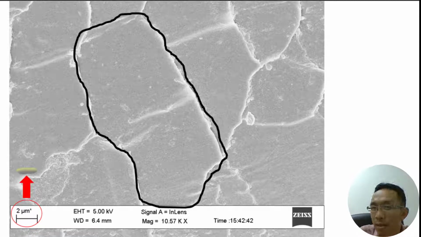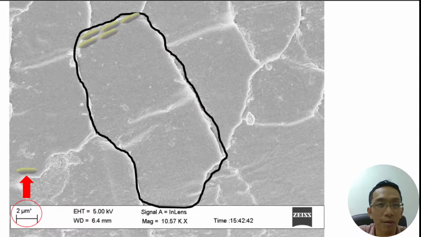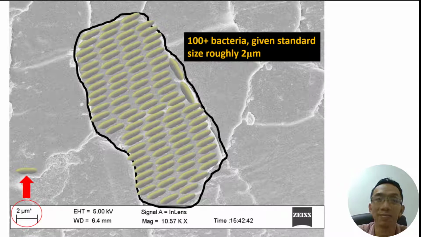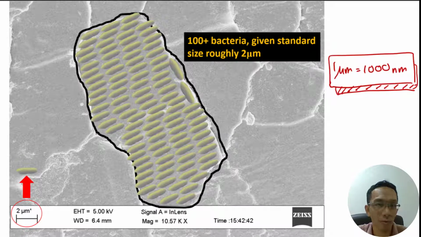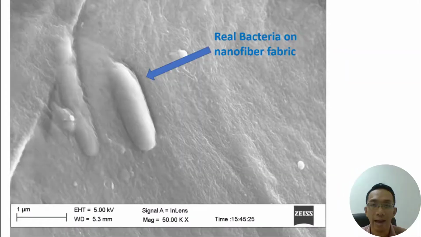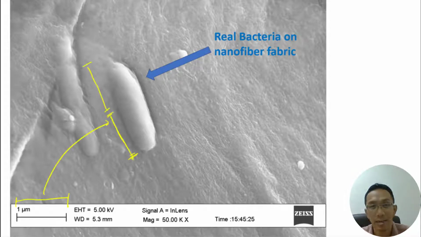And 2 micrometer is typically the size of a normal bacteria. And if we try to fill in the area of the scale, we found that it will be around 100 plus bacteria. Remember again, 1 micrometer is 1000 nanometer. So the bacteria size is far from the nano region. And this is the image of real bacteria on a nanofiber matrix. And this bacteria is around 2 micrometer in length.